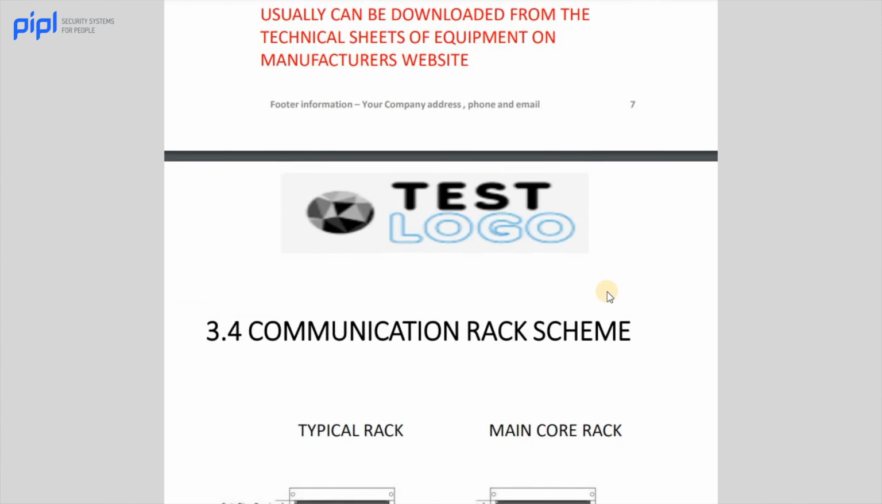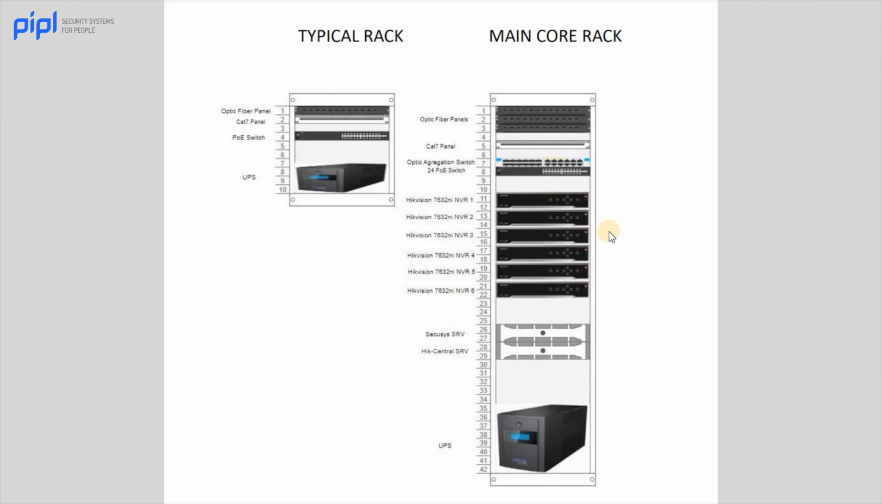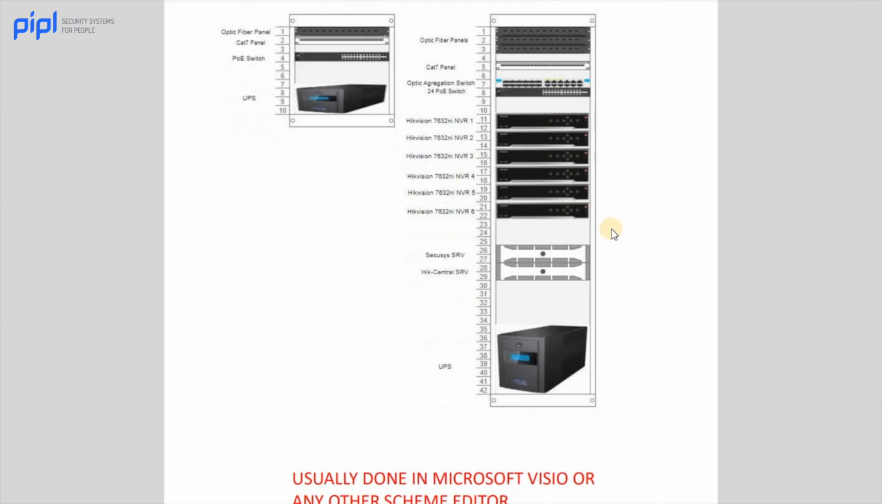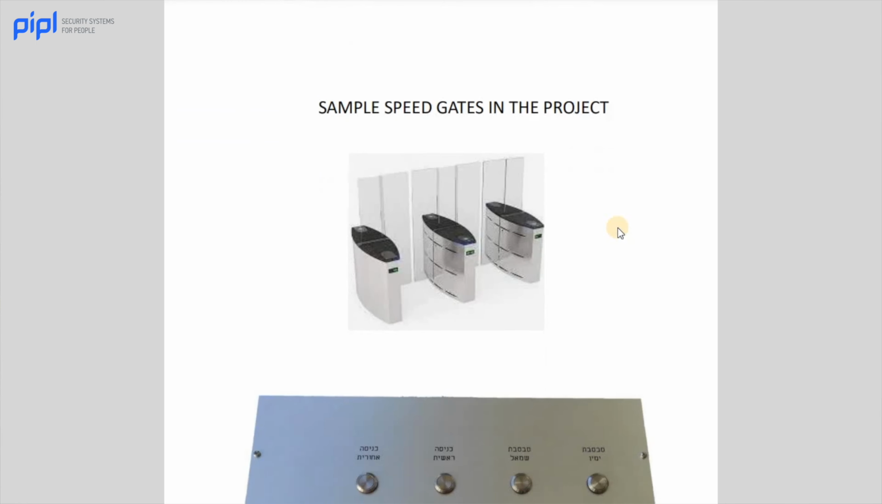Now we're going to do the communication rack scheme. Similar to all the other stuff, it's showing how the rack will be mounted. So you have your typical rack and you have the main core rack in that example. And here it showcases all the NVRs that would be set up on the rack. Also that you will need a UPS to have it work. And all the central servers also. And you even have the optic fiber panels. So showcasing that you will need optic fiber cables for that specific installation.